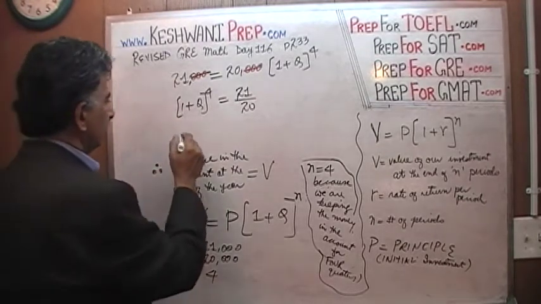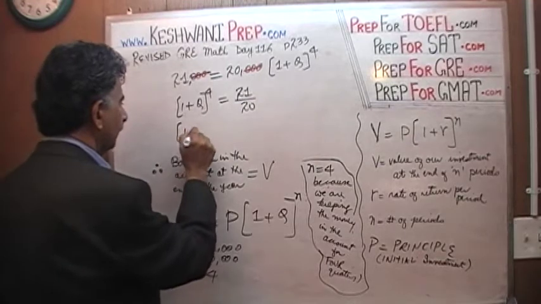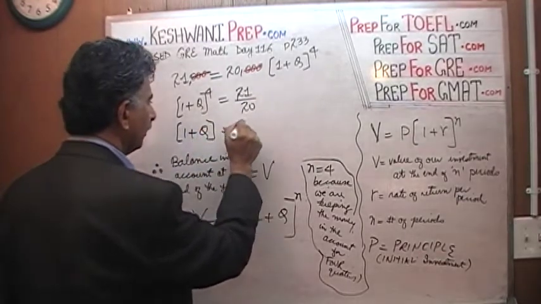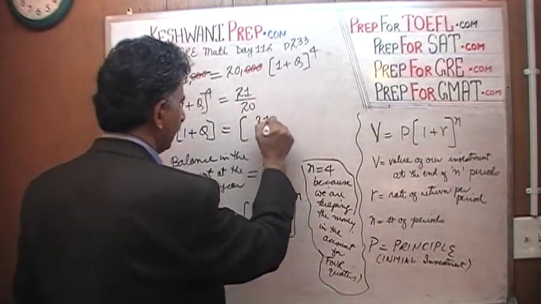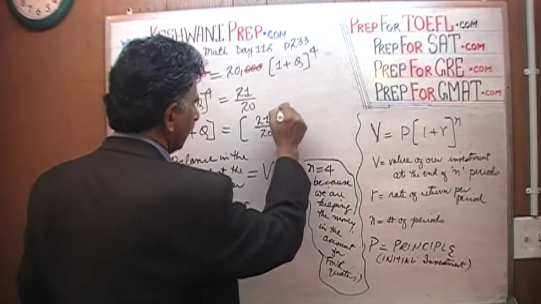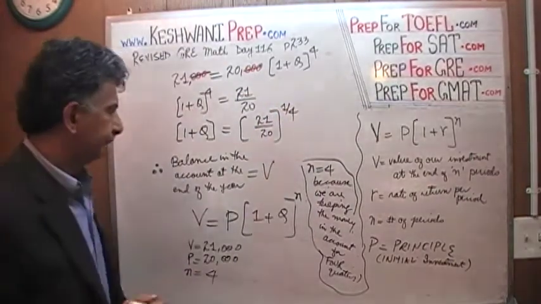That's it. Therefore, 1 plus q should equal the fourth root of 21 over 20.